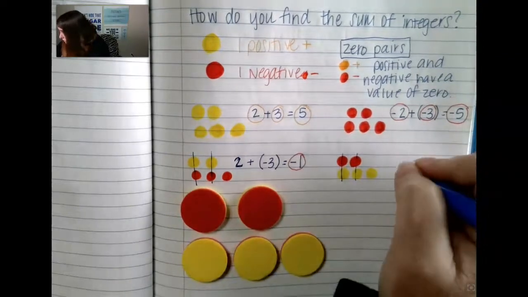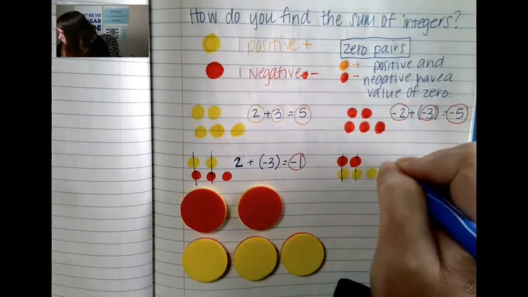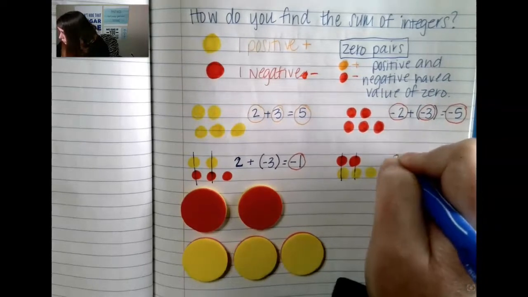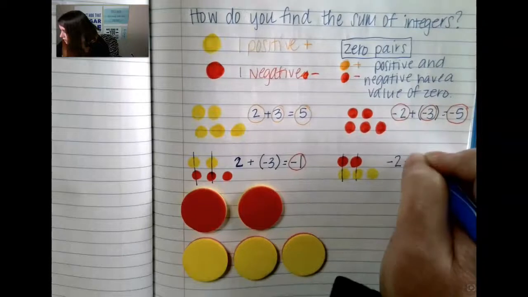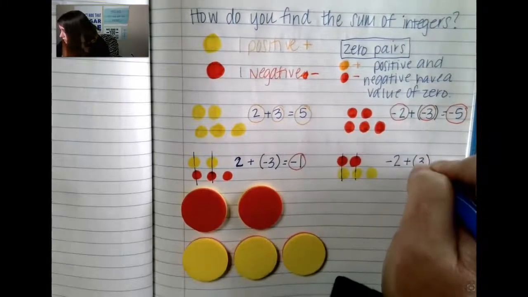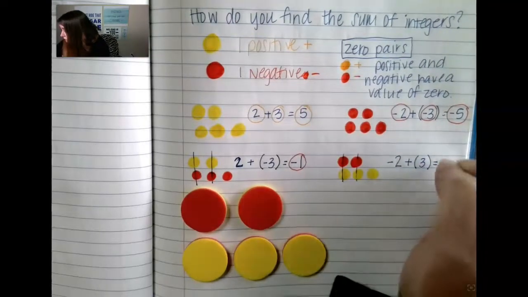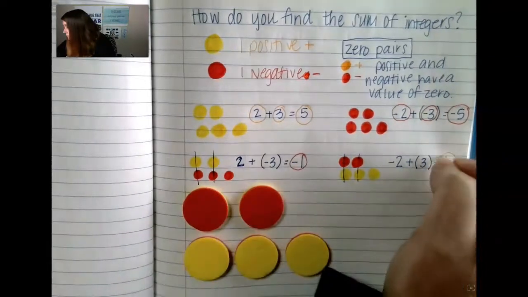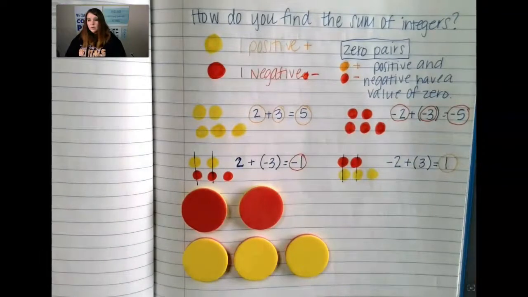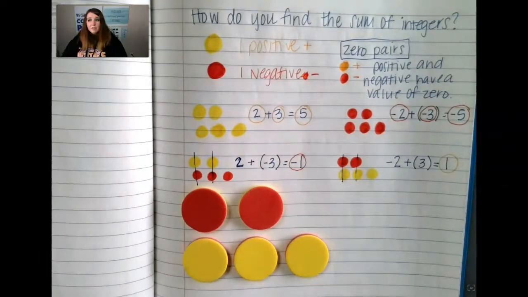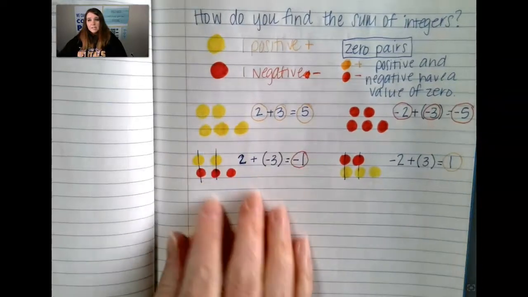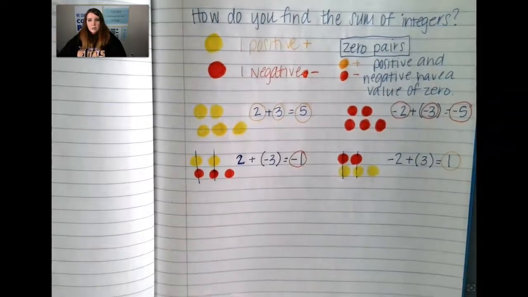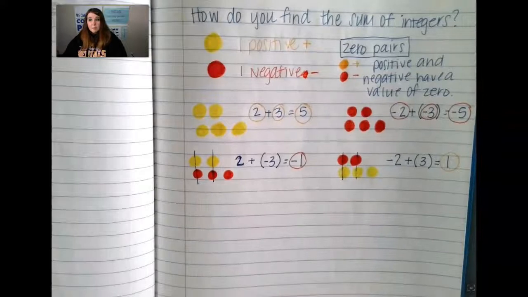So I have -2, and I add on 3, and that leaves me with a +1. So I end with a +1. So you can see that I have all these different chips here and ways to find integers by using models.